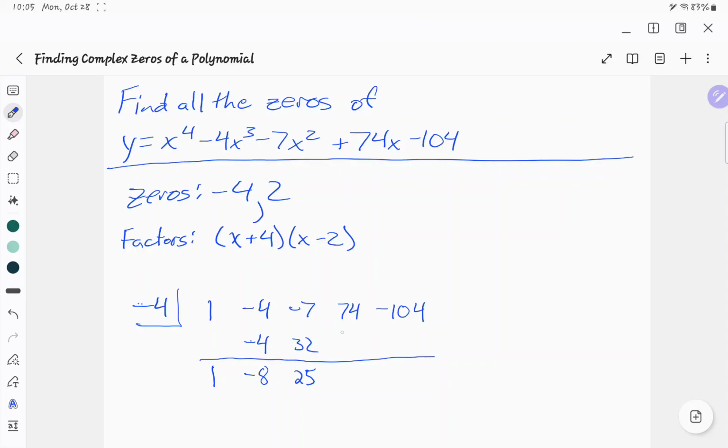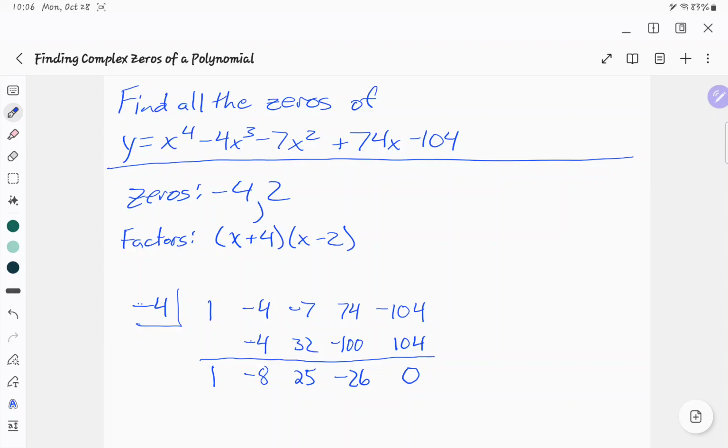Multiply negative 4 times 25. That'll be negative 100. We'll add those. That'll be a negative 26. And then negative 4 times 26 is 104. And when I add those, I should get 0.